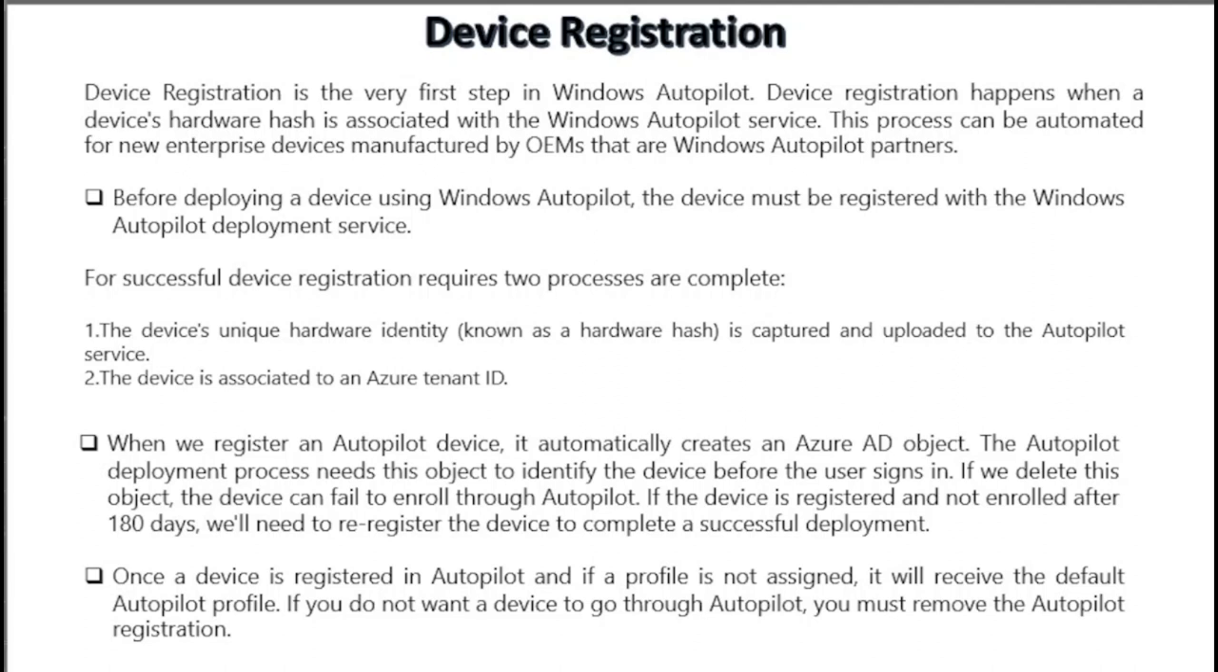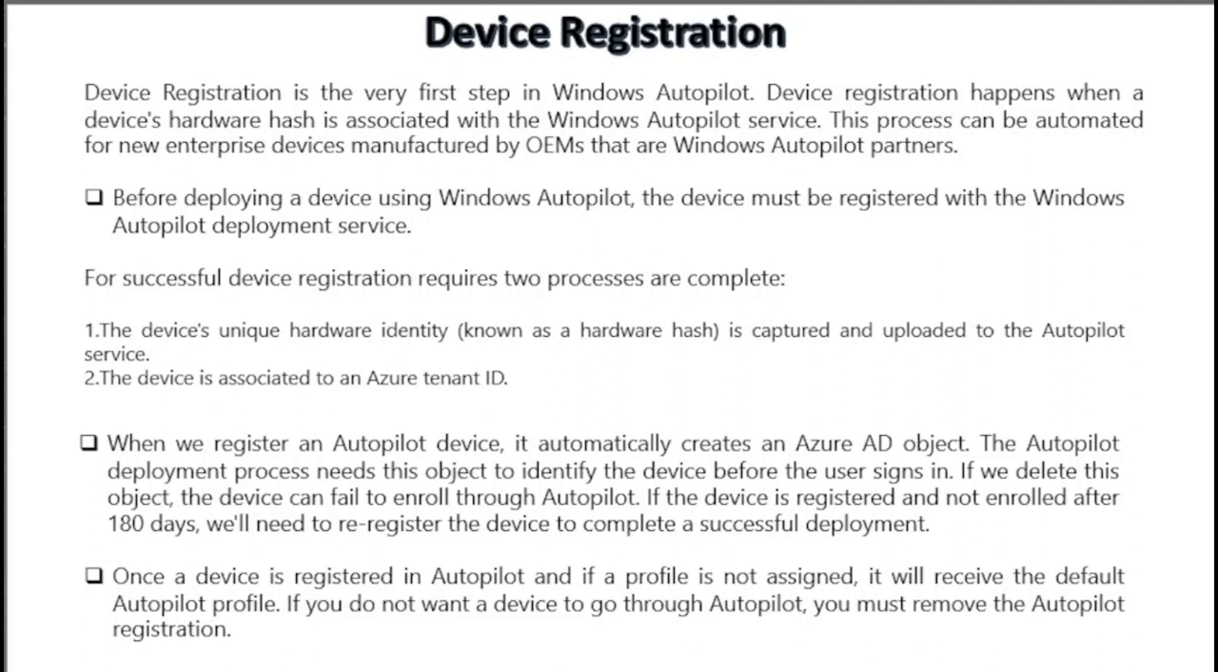For successful device registration, two processes need to complete. The device unique hardware identity, also known as hardware hash, is captured and uploaded to the Autopilot services, and the device is associated to an Azure tenant ID. When we register an Autopilot device, it automatically creates an Azure AD object. The Autopilot deployment process needs that object to identify the device before the user sign in. If we delete this object, the device can fail to enroll through Autopilot.